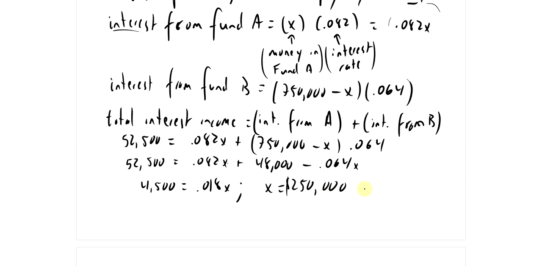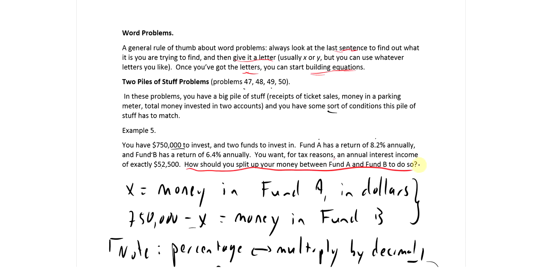So that's how much money is in Fund A, and that means 750,000 minus that is how much you have in Fund B. Okay, so again, look at the last sentence, figure out what your variables are.